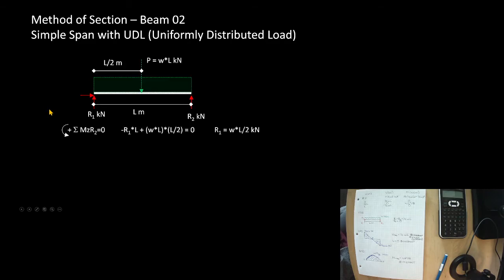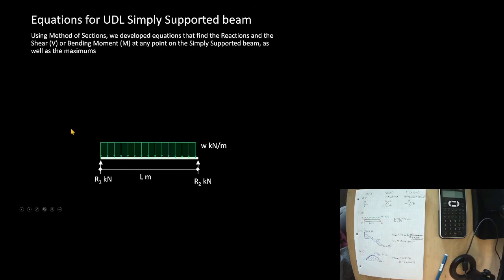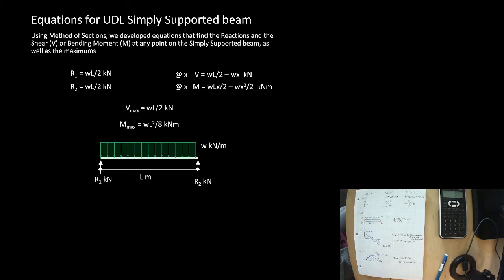So let's go through. I have that all here for you worked out. So equations for a uniformly distributed load on a simply supported beam. Using method of sections, we develop the equations that find the reactions and the shear or bending moment at any point on the simply supported beam, as well as the maximums. So we know what the reactions are, and we know what the shear and the bending moment are. Vmax is WL divided by 2, and Mmax is WL squared divided by 8. Those are two of the most common things engineers plug into their calculator.